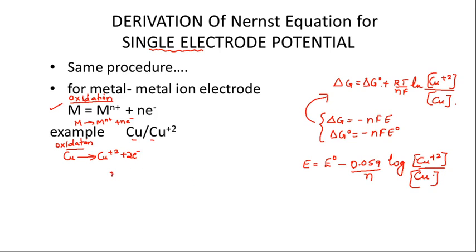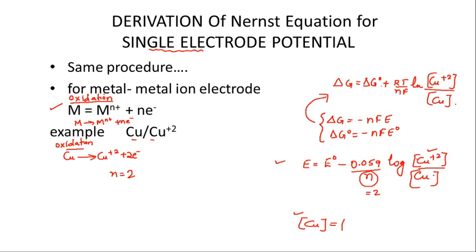Number of electrons involved in this reaction is 2. So you will write this n as equal to 2. Concentration of copper is usually given when you are solving the problems. Now, concentration of the pure metal is taken as 1. Concentration of any pure metal in the solid state is taken as 1. So this is your Nernst equation for single electrode potential, which you have derived in a similar way how you have derived for the cell reaction.